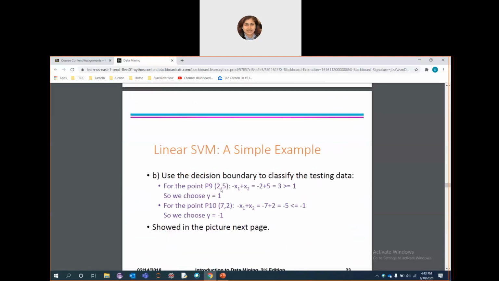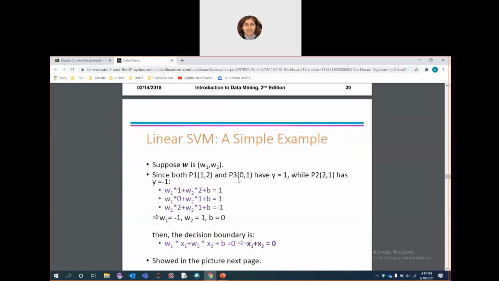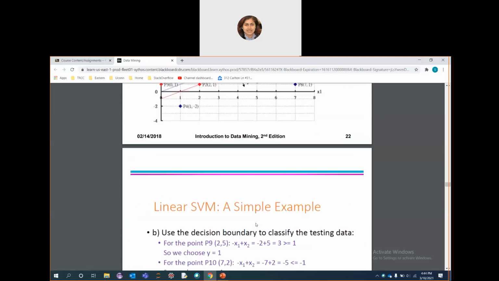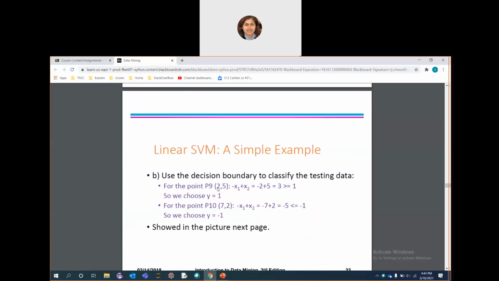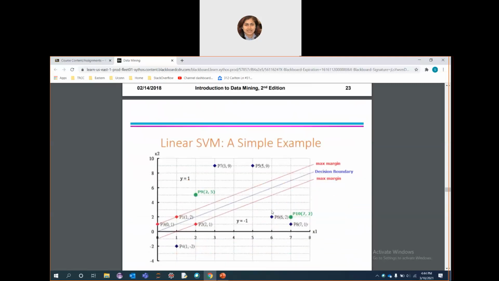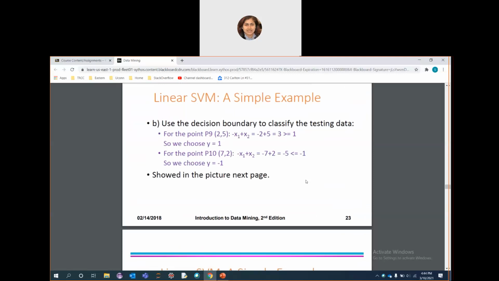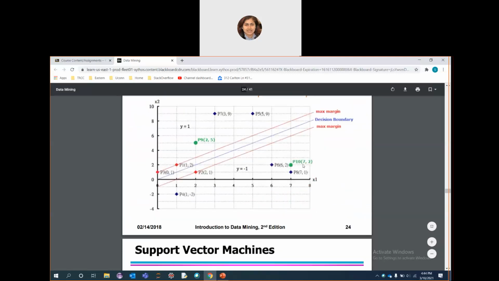Let's see here. First for (2, 5), we will take this decision boundary formula and just apply the points. For x1 apply 2, and for x2 apply 5. And you get 3, which is greater than or equal to 1. That means it is classified as a positive sample, here y equals 1. And for (7, 2), it is giving a negative value. That means it is classified as a negative sample. Just plotting them in a figure, see how it looks. The (2, 5) is on the positive side, and the (7, 2) is on the negative side.